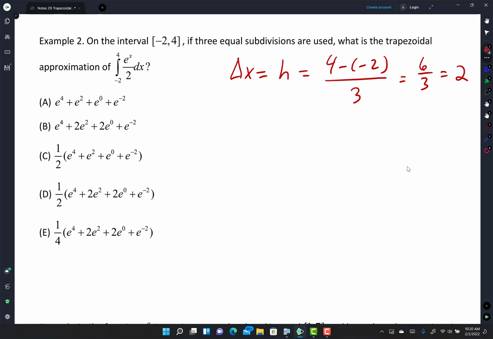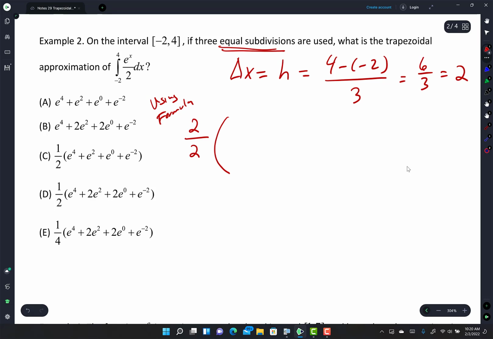All right. So here we go. I'm going to write 2. I'm using my formula. The only reason I'm using the formula is because I have 3 equal subdivisions. Only because I have equal subdivisions. 2 divided by 2, giant parenthesis. My very first coordinate, do I have a 2 in the front? That's the height, and then the bottom is part of the formula. And then, so here we go. e to the -2 over 2.